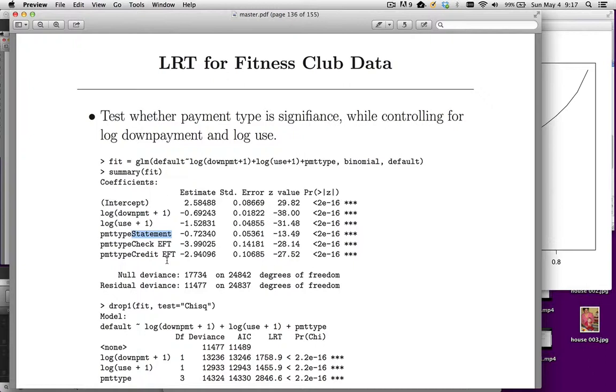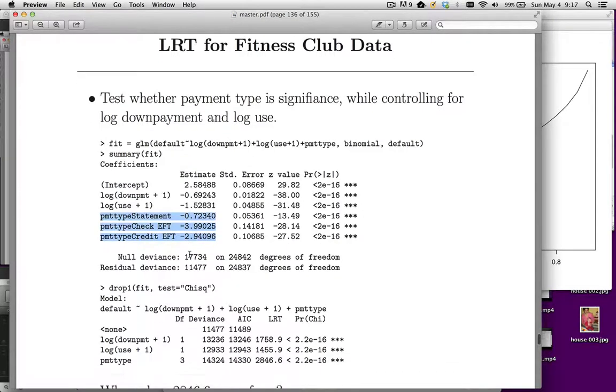Now, we could ask ourselves, do we really need payment type in this model? Do we need these 3 parameters, or is it plausible that all 3 of these parameters are really equal to 0? So our full model is everything you see here. It's going to have 6 total parameters. The reduced model is where we constrain these 3 dummies to all have 0 slopes.